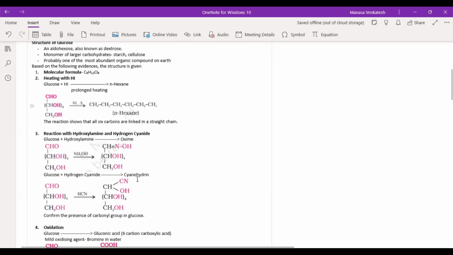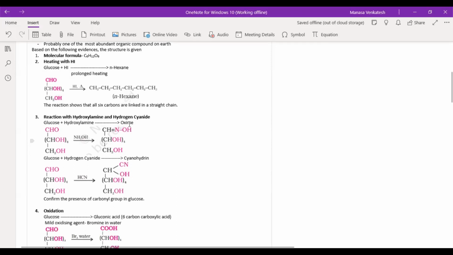The second is the reaction with hydroxylamine and hydrogen cyanide. Now, with hydroxylamine, it leads to the formation of oxime. And with hydrogen cyanide, it leads to the formation of cyanohydrin. So in this case, you only have the modification at the aldehydic carbon. This forms an oxime, and this forms a cyanohydrin at the aldehydic group. So this shows that glucose consists of a carbonyl group.